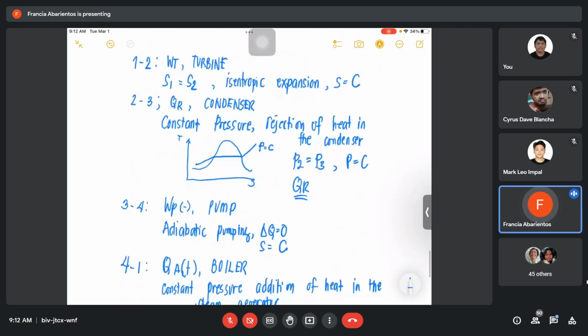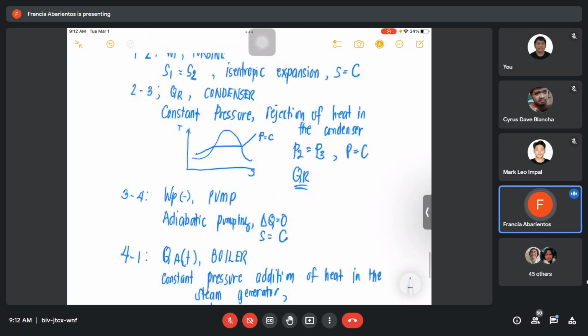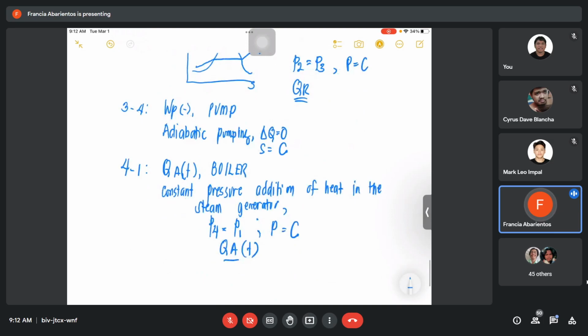So, pinaghalo-halo na. From point 1 to point 2, we have isentropic expansion. In point 2 to 3, we have a constant pressure or the isobaric process, but also heat rejection. From process 3 to 4, wherein the pump is involved, meron tayong adiabatic pumping. Siyempre, wala doon na heat, as well as yung entropy natin is constant, S3 is equal to S4. And last but not the least, in the boiler, okay, andun nangyayari yung heat addition, from pressure 4 which is equal to pressure at point 1. Okay?